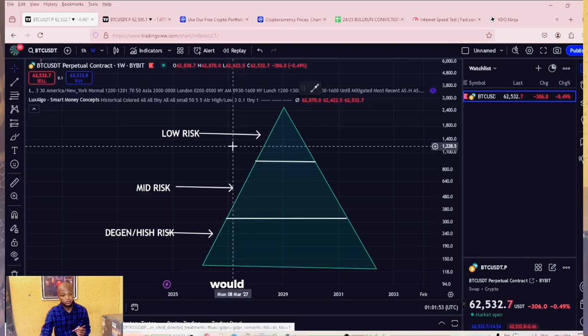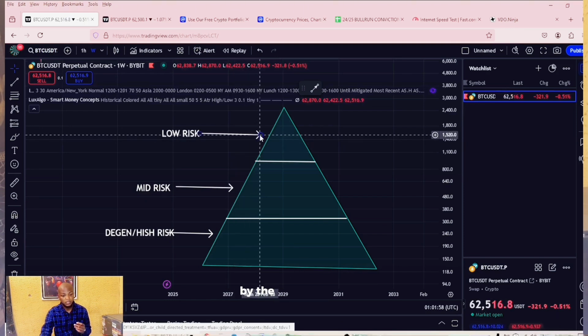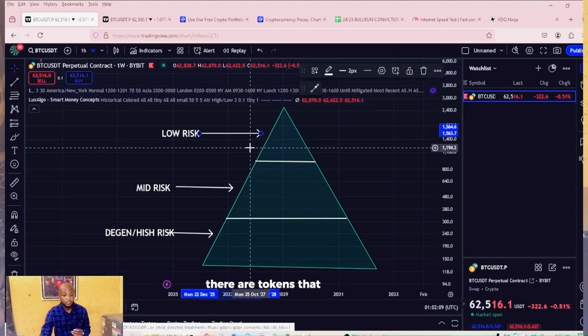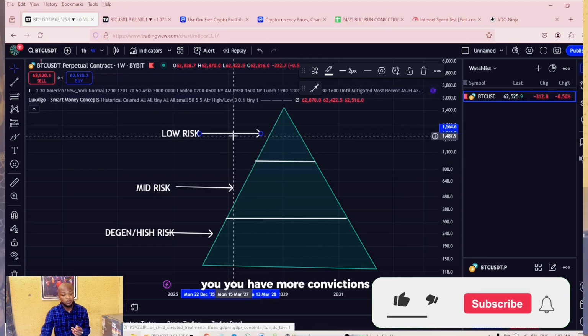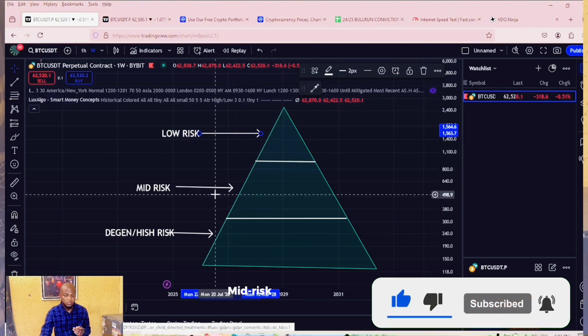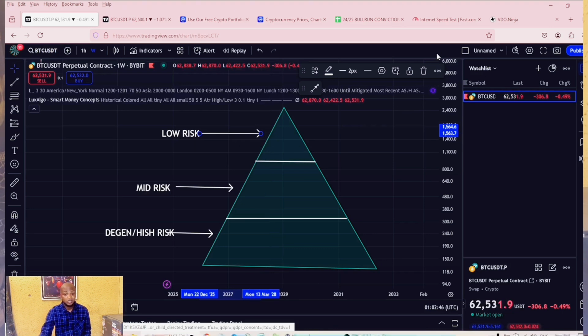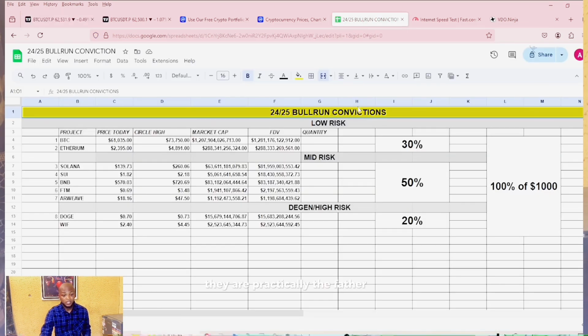We will determine what we'll be investing on by their risk. I mean, there are tokens that just don't go down to zero. You have more convictions on them. Their projects are super solid. Then mid risk, you understand. So which tokens are we going to be putting under our low risk? BTC, Ethereum. They are practically the father of every crypto asset.